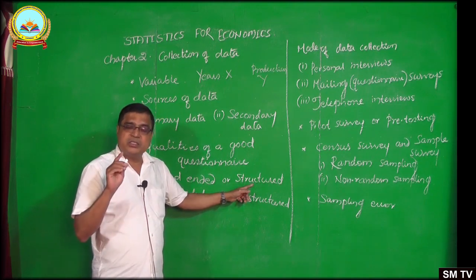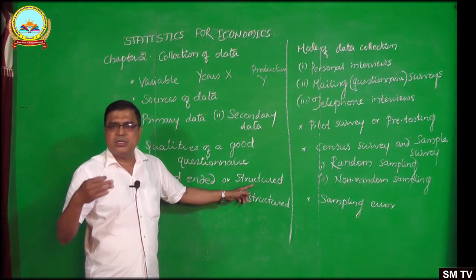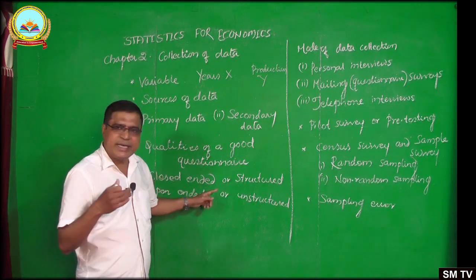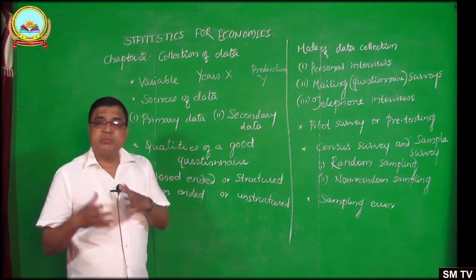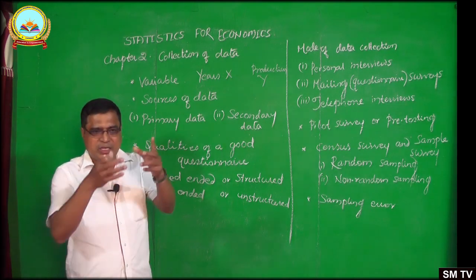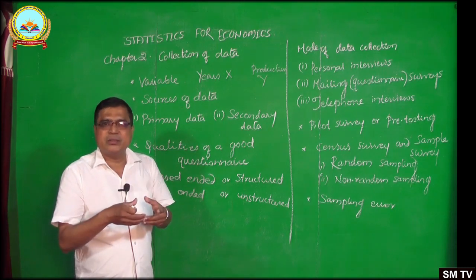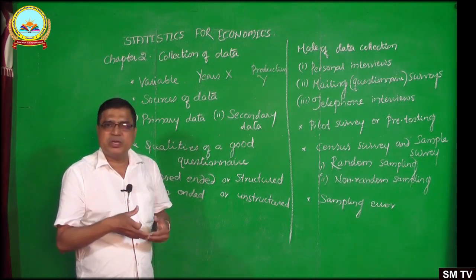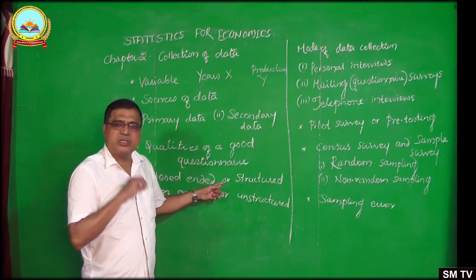But this is very easy to make the analysis. The enumerator can codify, and it can be used for further analysis easily, because he will get the information in a systematic manner. Easily he can codify them. Therefore, these closed-ended questions have got this merit.